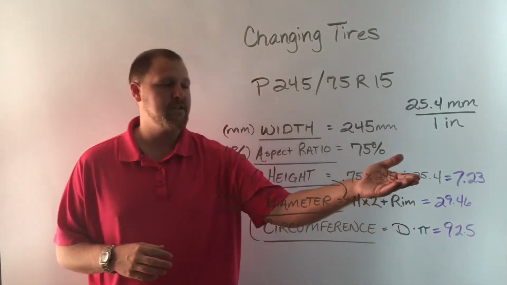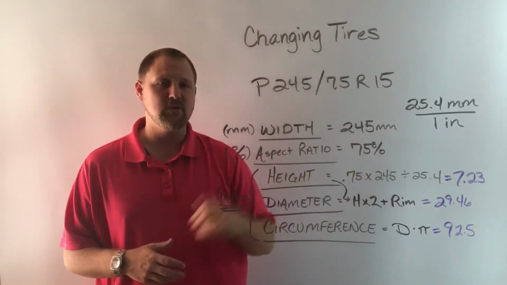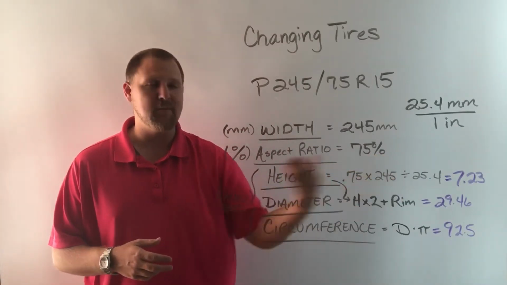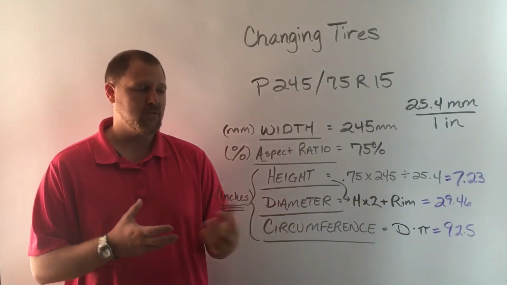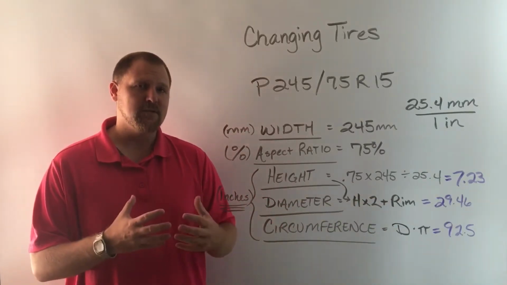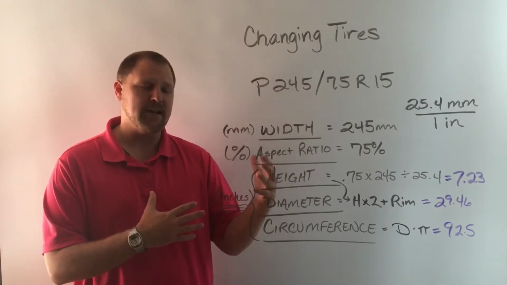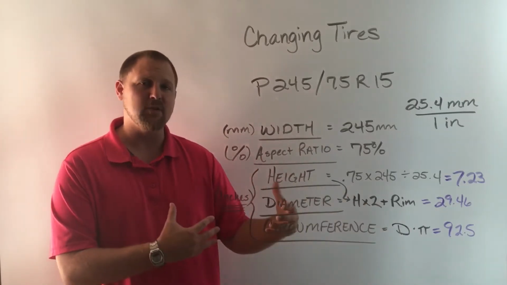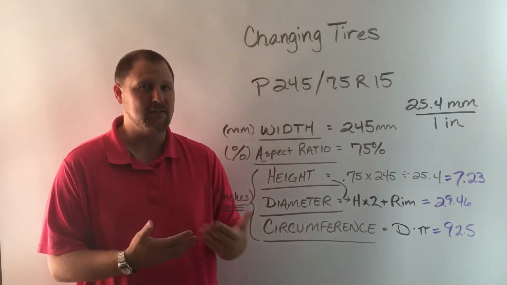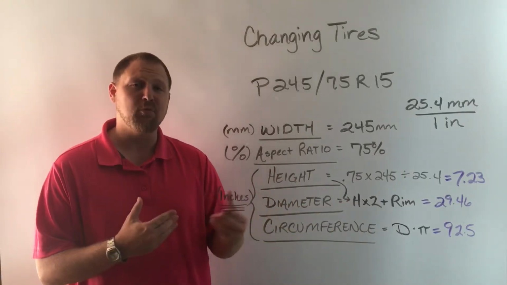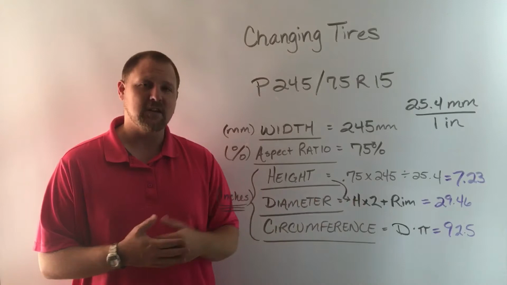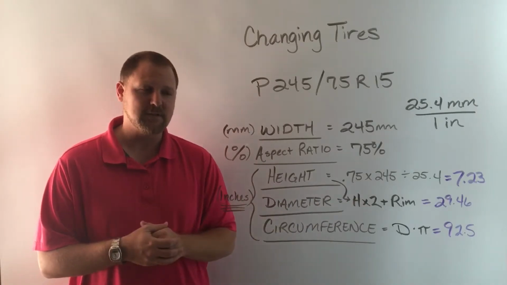And so here we have the tire height is 7.23 inches, the diameter is 29.46 inches, and the circumference is 92.5. You also want to stress that whenever students do it differently, more advanced students might put the pi symbol in the calculator, and that's going to give them a slightly different answer other than 92.5. I used 3.14 as an estimate just to get a quick calculation here for the circumference.